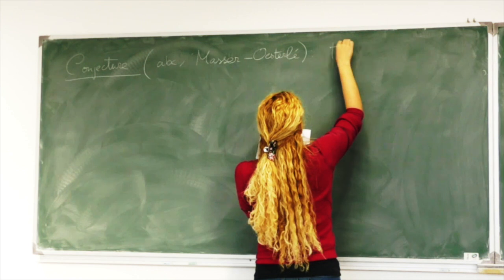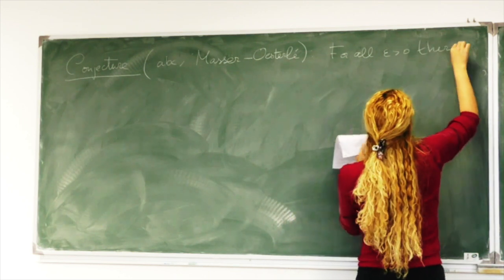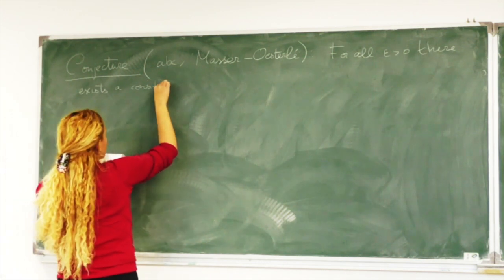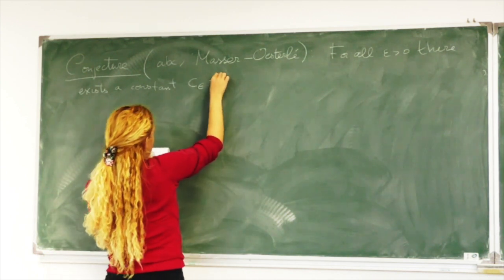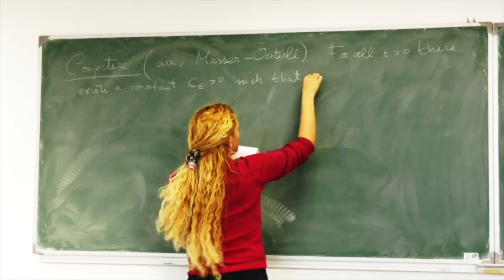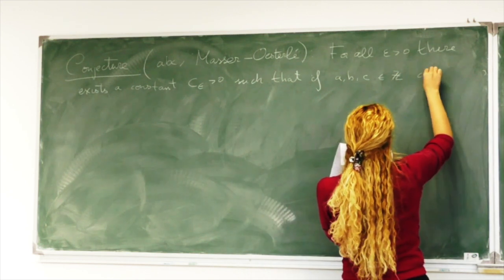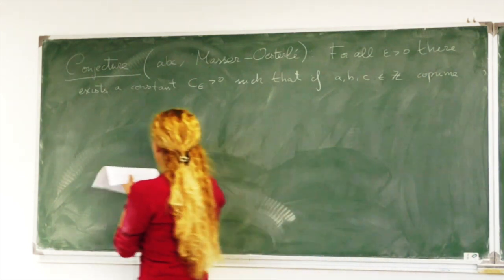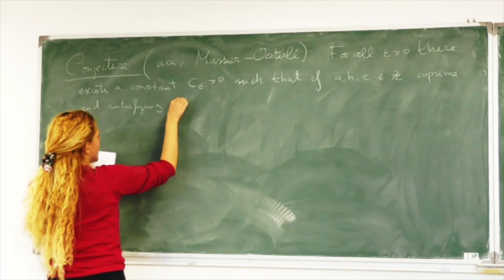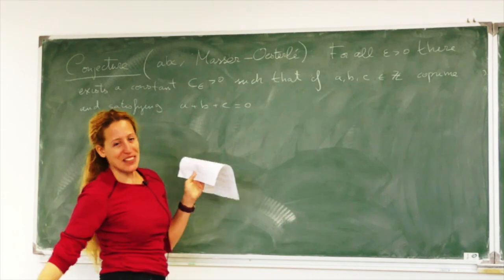And it says that for all epsilon greater than 0, there exists a constant that depends on epsilon, so I call it C sub epsilon, such that if A, B, C are coprime integers satisfying that A plus B plus C is equal to 0. So, this is why this is called the ABC conjecture.